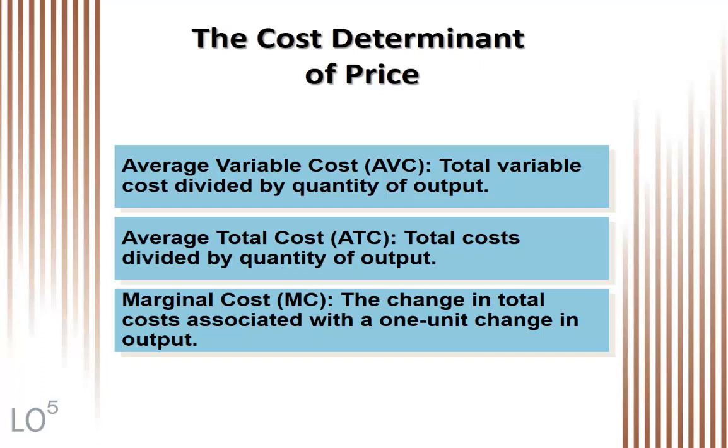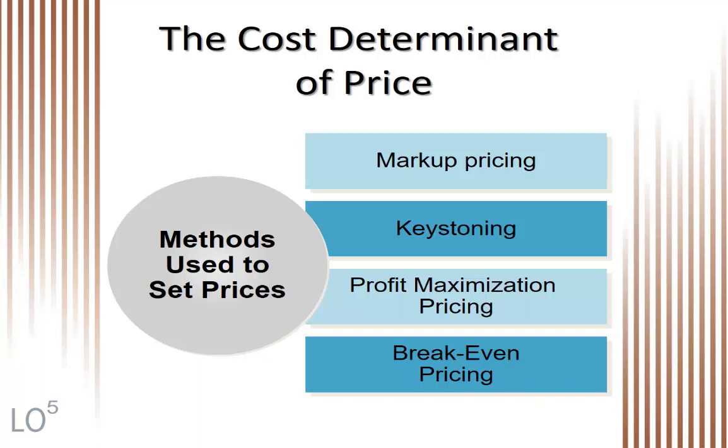Average variable cost, AVC, is the total variable cost divided by the quantity of output. Average total cost, ATC, is the total cost divided by the quantity of output. And marginal cost is the change in total cost associated with a 1 unit change in output. Cost can be used to set prices in a variety of ways.